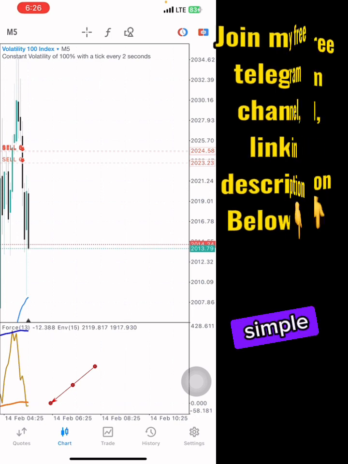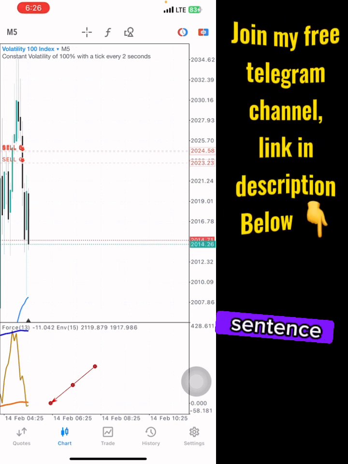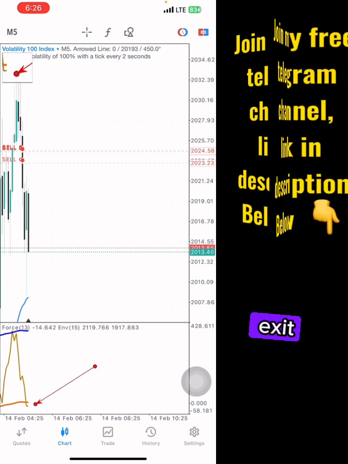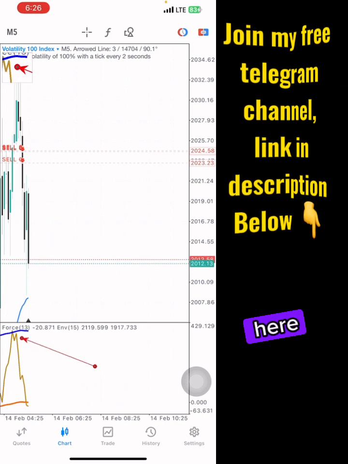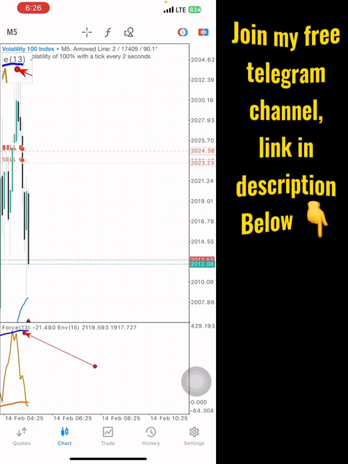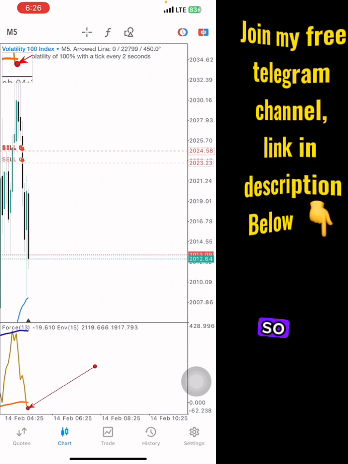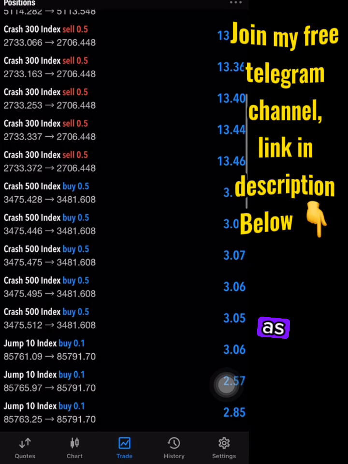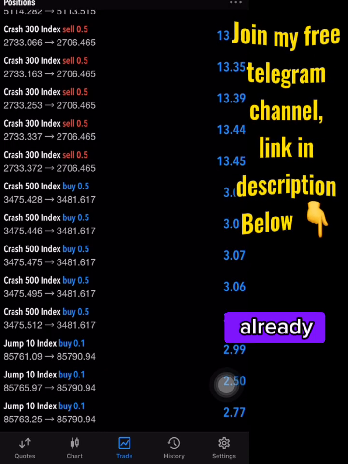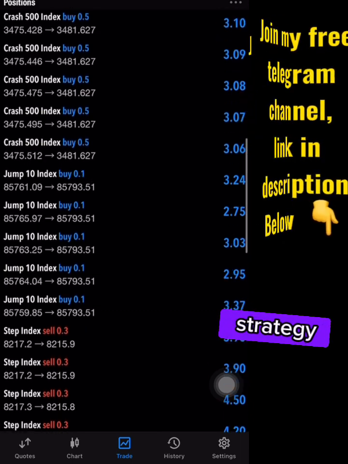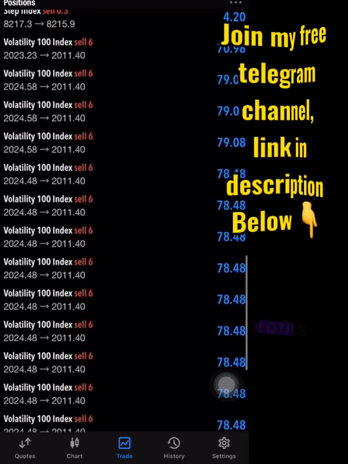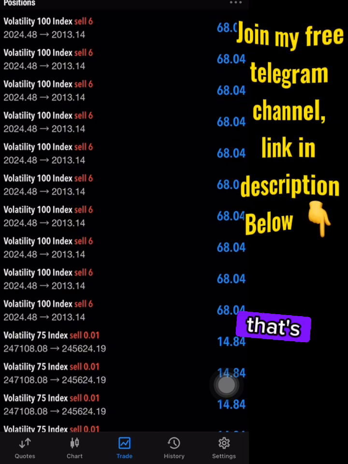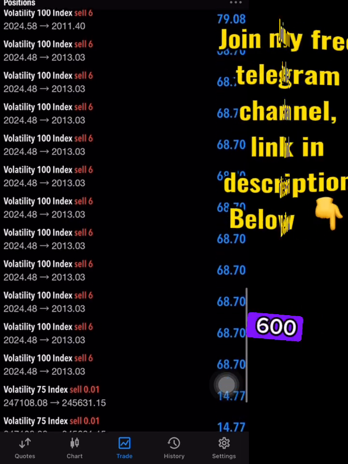It's so simple. Now I am going to show you guys the settings, but first of all, let me close this trade because this is my exit signal already. I sold here. Now price has come here, so I want to take my profits, okay? As you can see, I already took a lot of trades using this strategy, and all of them are in profit. But I'm particular about this vix100 index. That's what I'm showing you.